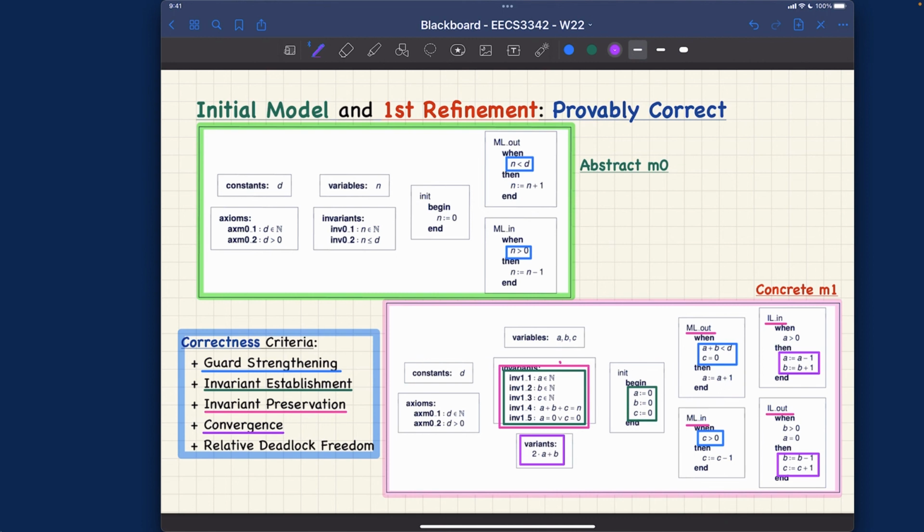Finally, we talk about deadlock freedom. Deadlock freedom is really the final concept over here. Deadlock freedom has to do with the disjunction of the abstract guards entailing the disjunction of the concrete guards over here. We also gave you the intuition diagram about how to understand that from a visual point of view. It's a very quick summary of what we achieved in the past few weeks about the first refinement.